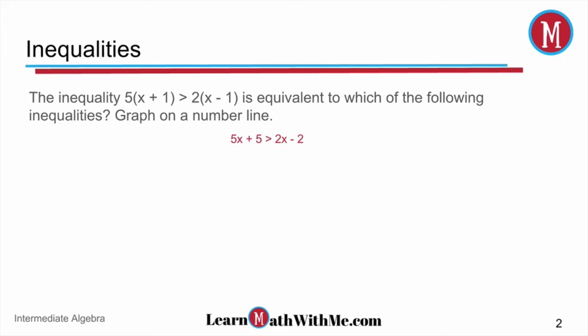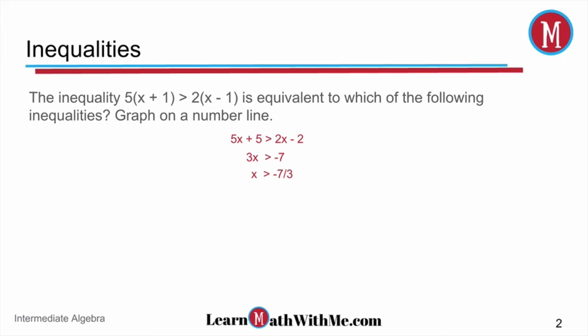So first, let's multiply out the 5 times the x plus 1 and the 2 times the x minus 1, and we get this expression right here. Then let's solve for x by combining like terms, and we get x is greater than negative 7/3.